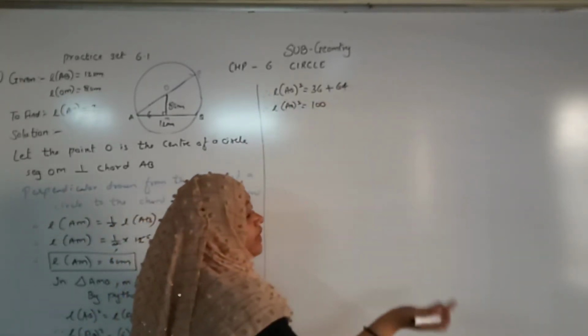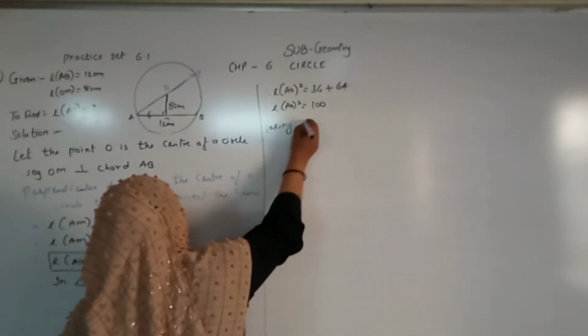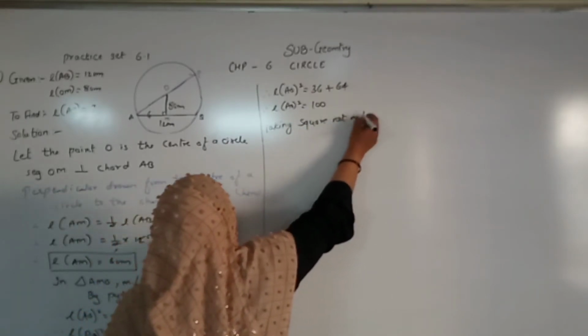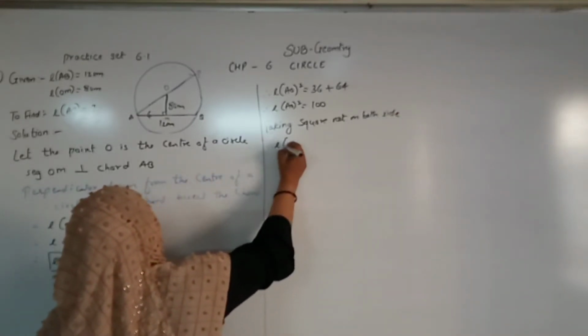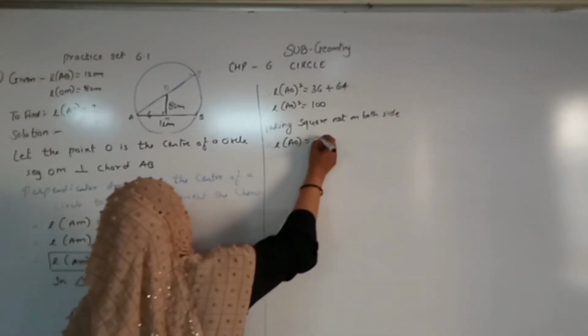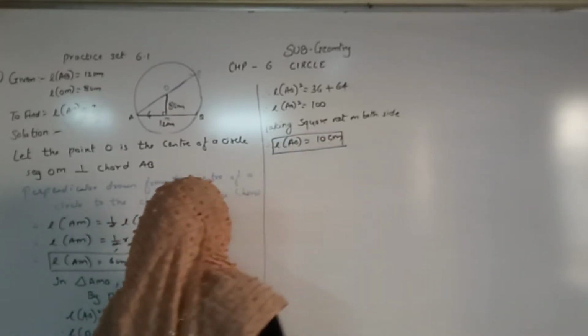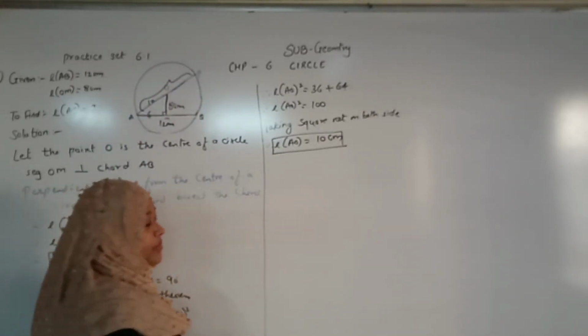To take out the square, we are going to take the square root, right? So taking square root on both sides, therefore AO equals 10. The square root of 100 is 10. With the help of scale and pencil, highlight. Now I got this as 10. So easily I can find the length of AP right now.